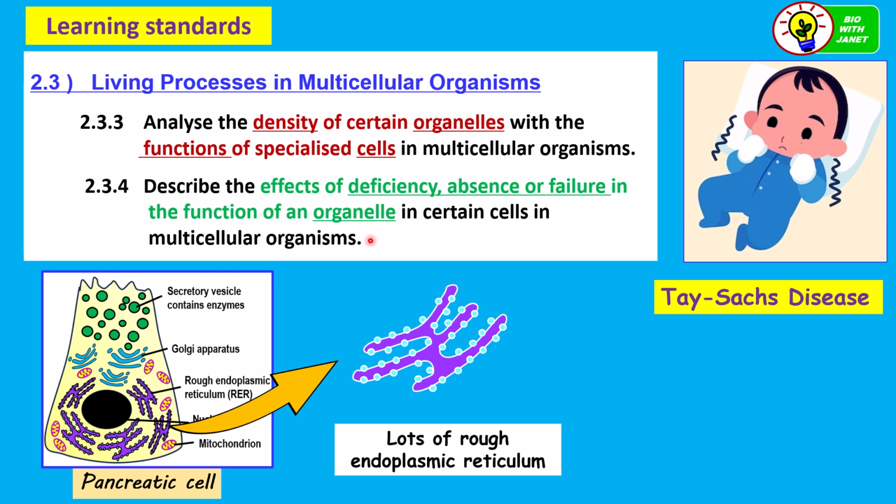Secondly, we have to be able to describe the effects of deficiency, absence or failure in the function of an organelle in certain cells in multicellular organisms. For example, the failure of the lysosomes to carry out the function of producing digestive enzymes can cause a disease called Tay-Sachs disease in children. So let's find out more.